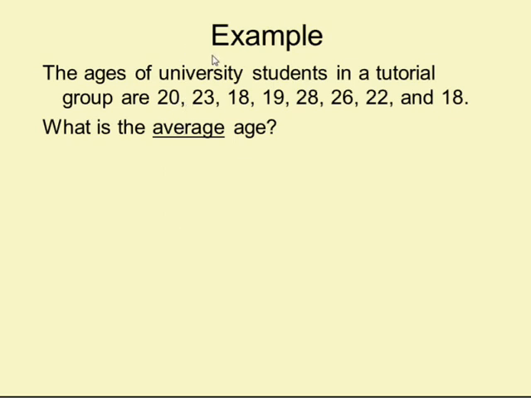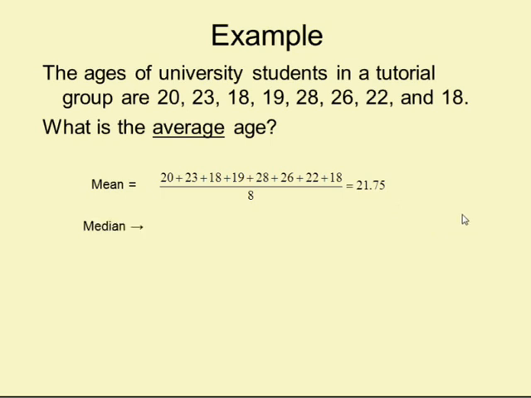Okay, here's an example. There are a bunch of students here. These are their ages. What's their average age? Well, average, do you want mean, median, or mode? Don't know. Let's work out all 3. The mean would be you add up all their ages and divide by 8, because there are 1, 2, 3, 4, 5, 6, 7, 8 students. So the mean age is 21.75 years old.